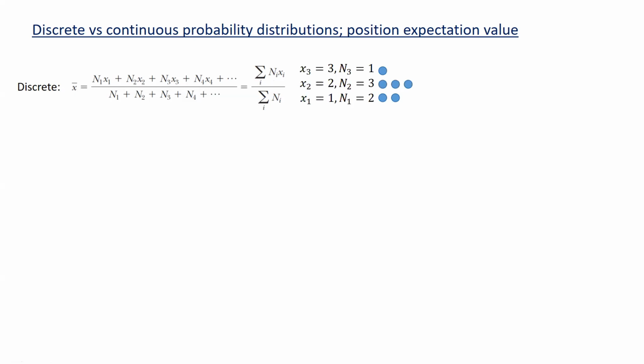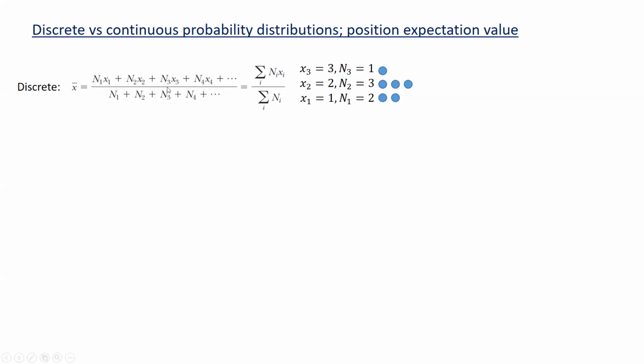Let's say we have 3 possible values. We have values x1 equal 1, x2 equal 2, and x3 equal 3. So three values here. And we have 2 instances of x1 equal 1. We have 3 instances of x2 equal 2, represented by these 3 balls here. And we have 1 instance of x3 equal 3. Okay? So what would be the expected value of x in this case?